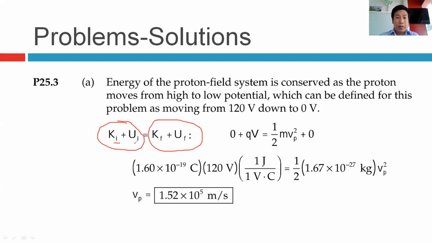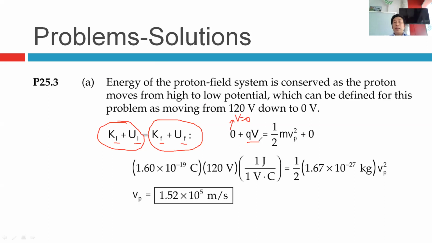This is the initial state, and the final state. The total energy is conserved. The total energy being conserved means the total of the kinetic and the potential energy is the same in many states, initial and final. So in the initial state, the proton begins from rest, which means the velocity is equal to 0.